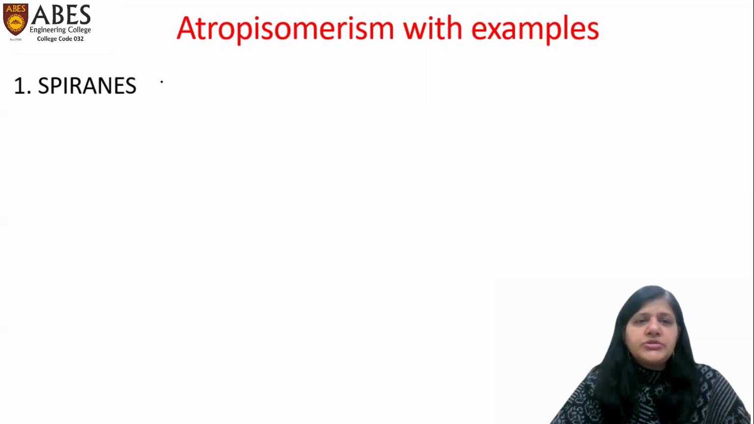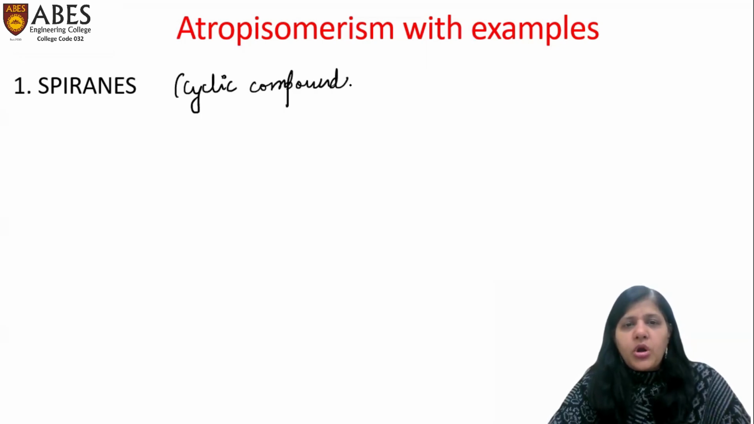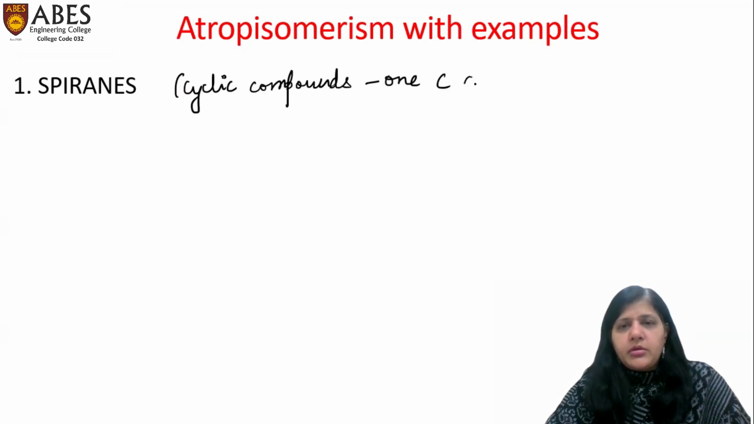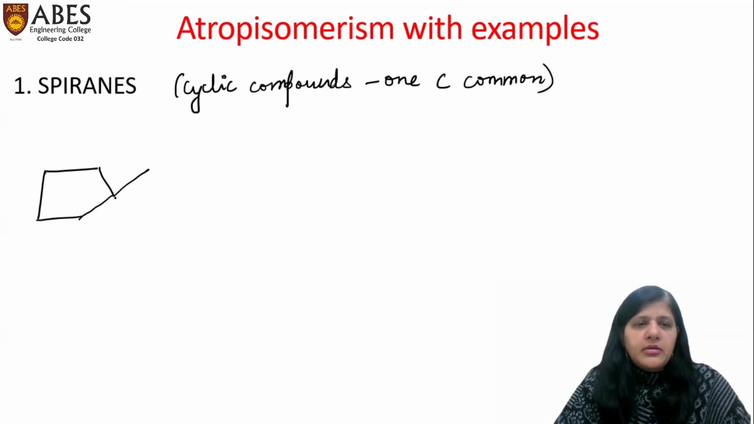Spirenes. Spirenes also show this phenomenon. Spirenes are cyclic compounds which have a carbon atom common to them. They are bicyclic compounds having one carbon common to both rings. For example, this system is a spirene, and this carbon is common to both the rings. This molecule shows the optical activity phenomenon.